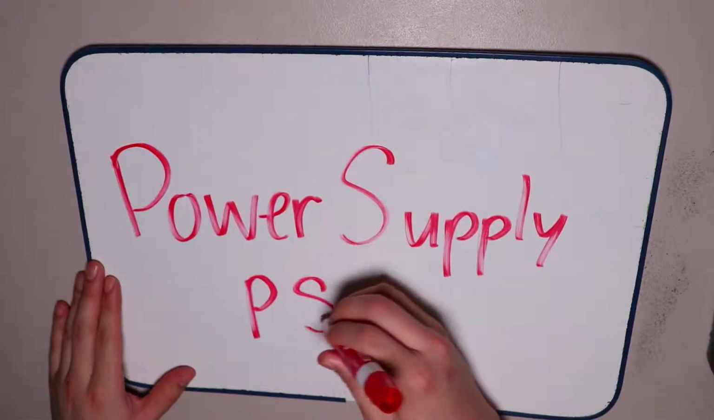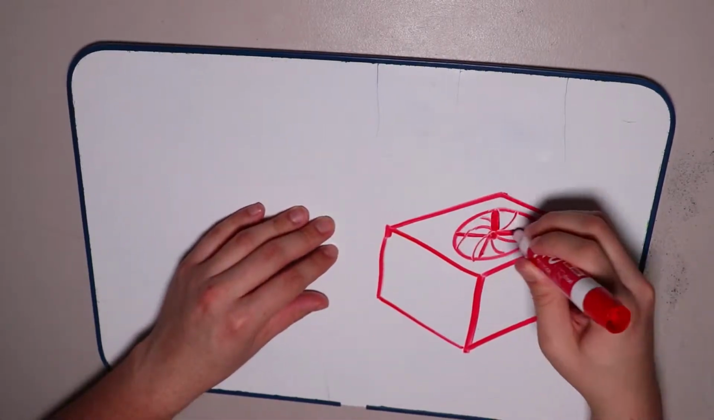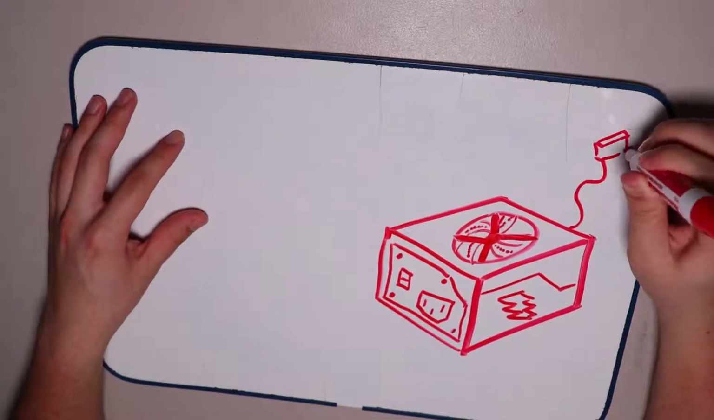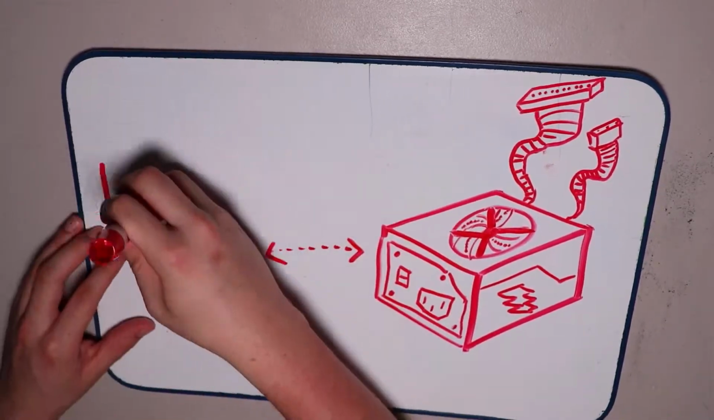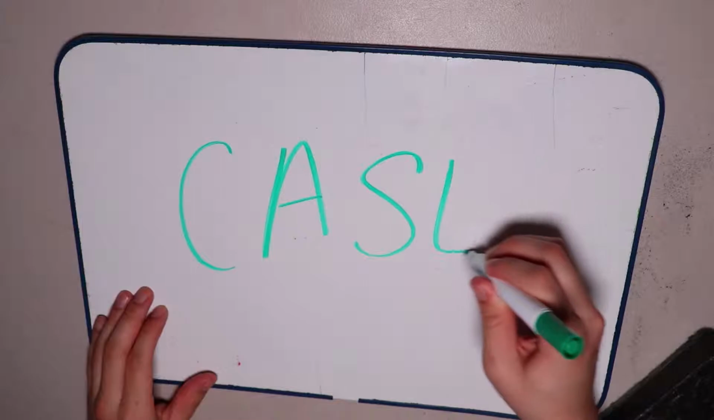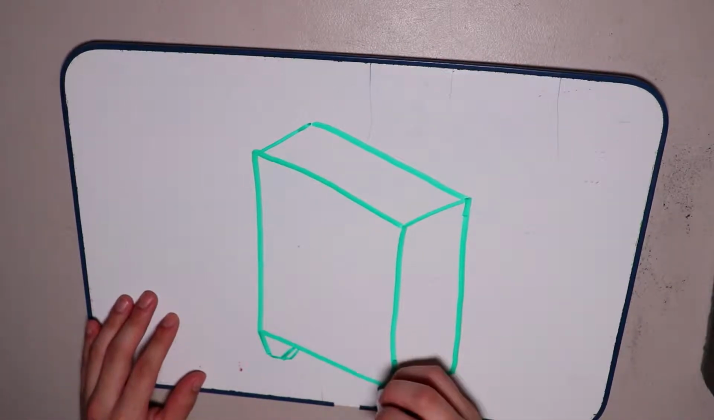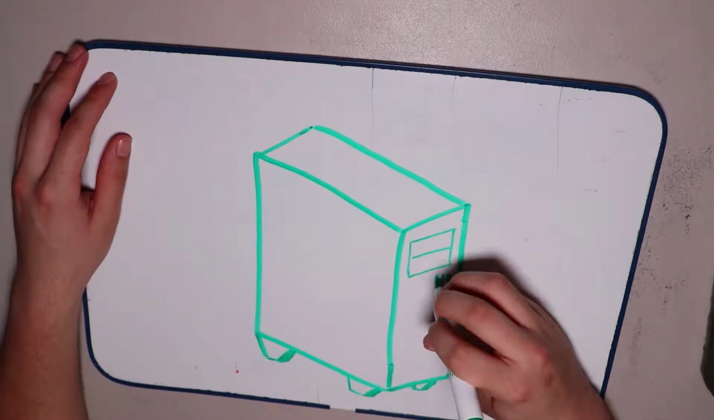The next part is the power supply, or PSU for short. This brick manages all of the incoming electricity from your wall outlet and distributes them to your components, similar to how a car battery provides power to your vehicle. And the last part of the PC is the case. This pretty much houses everything together, whether it is for performance or aesthetic purposes.